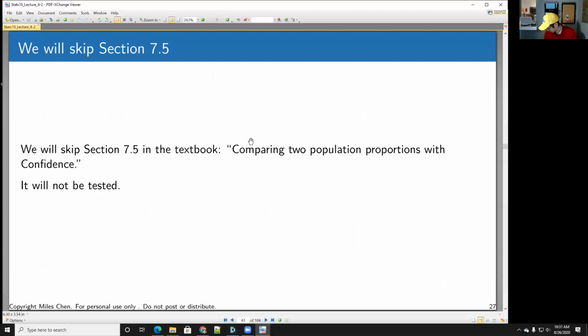Okay. I am going to skip section 7.5 in the textbook. Chapter 7, section 5, talks about comparing 2 population proportions with a confidence interval. I'm going to skip that. We will see how we can compare 2 population proportions with a hypothesis test, and I'm going to skip the confidence interval. I don't feel like we're missing out too much, and I'm doing this to make sure we can cover all the material we need to cover for this class.